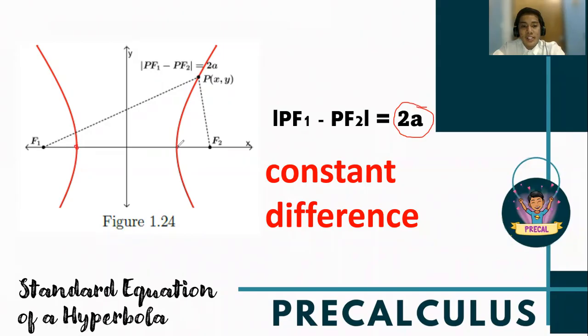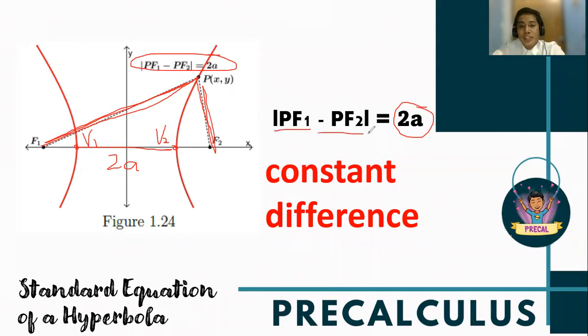So the distance from V sub 1 to V sub 2, which are the vertices of the hyperbola, is our constant distance. And that is obtained by getting the difference of this distance and this distance. So in statement, we say that the absolute value of PF sub 1 minus the absolute value of PF sub 2 is equal to 2a.